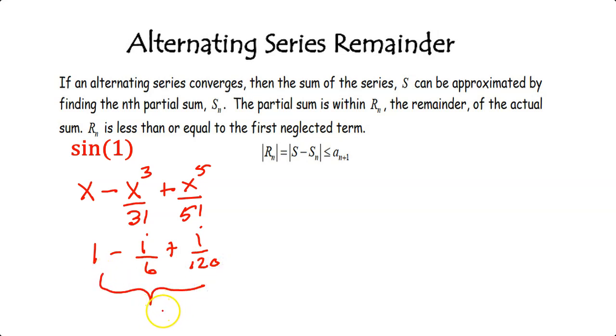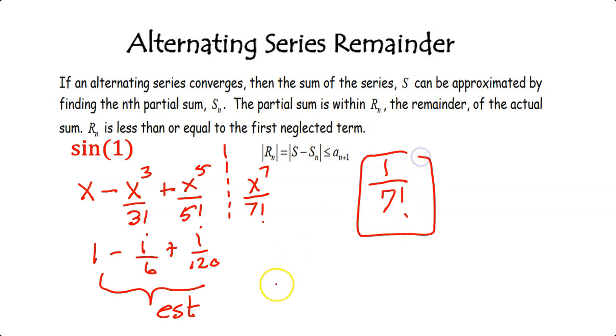This summation here is my estimation. Now, what this theorem says is that the partial sum is within R sub n, the remainder of the actual sum, is less than or equal to the first neglected term. Sounds all complicated, but all it is: what was the first term that I omitted on this problem? That was x to the 7th over 7 factorial. So by putting a 1 into that, we know that my estimate is no more than 1 over 7 factorial off of the exact answer. Again, that's the first omitted term.